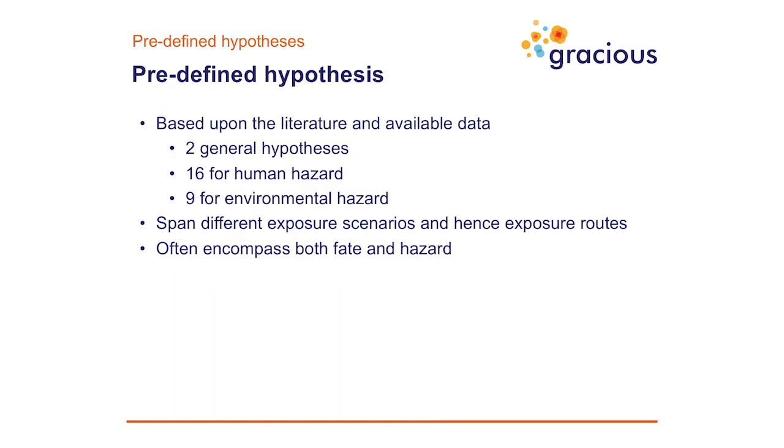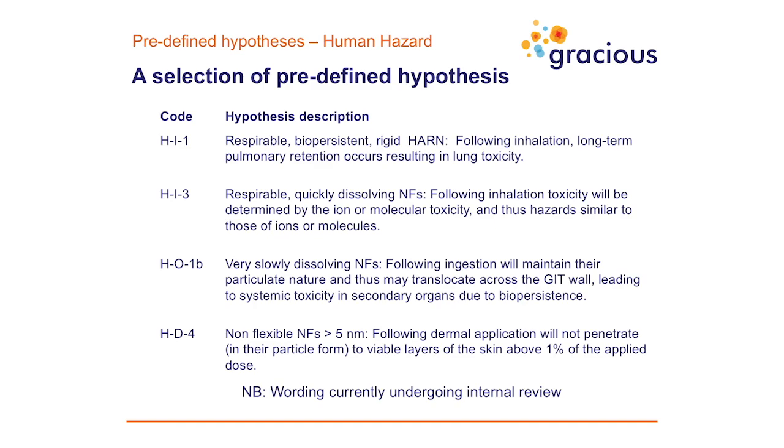For the predefined hypotheses, these are defined on existing literature and available information. We have 2 general hypotheses, and we have 16 that are specific for human hazard. As of 2 weeks ago, we had 9 environmental hazard hypotheses, but we've now expanded these to 18. They span different exposure scenarios and exposure routes, and they encompass both fate and hazard in the environment.